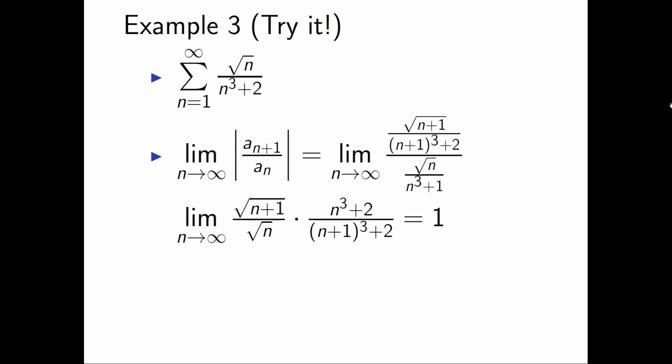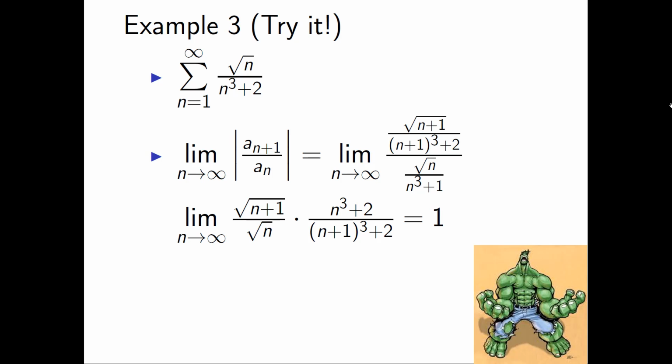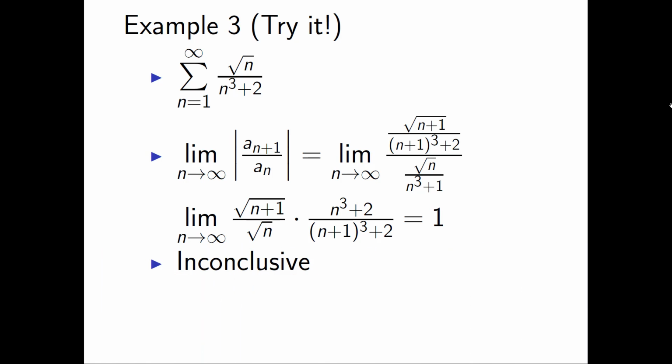So here is the algebra, and I've gone through it pretty quickly, but in fact, rather frustratingly, it turns out that using the ratio test we get 1 here. And remember that 1 told us that this was inconclusive. Essentially, it didn't tell us anything. That's annoying.